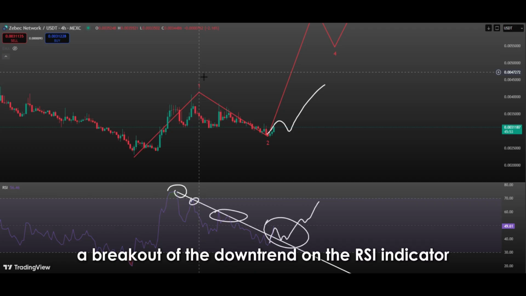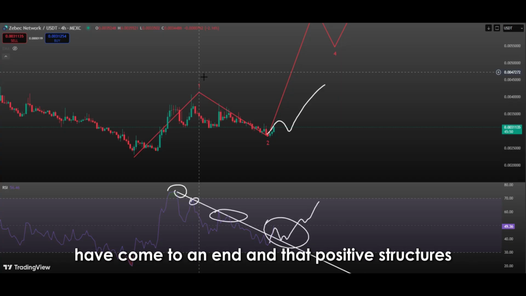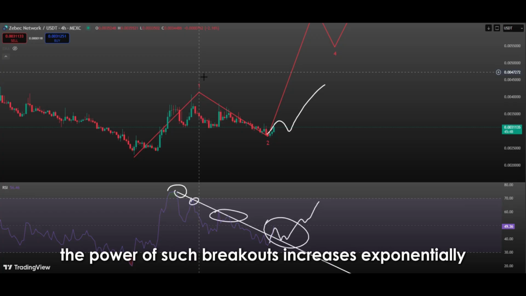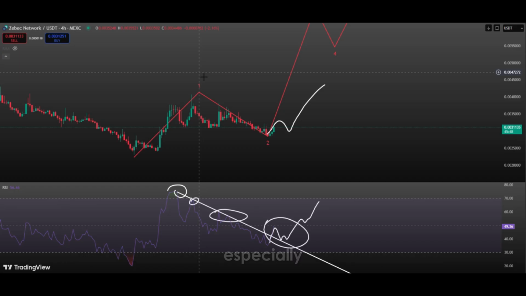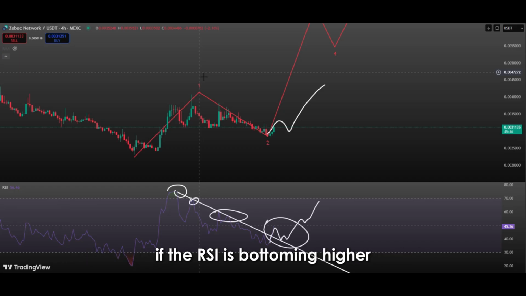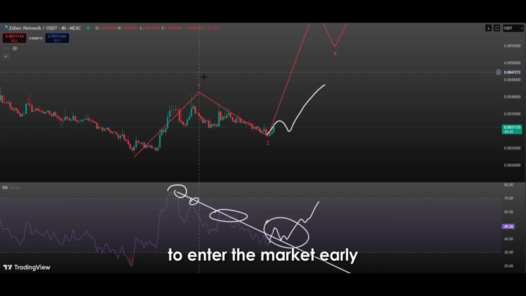A breakout of the downtrend on the RSI indicator also indicates that the previous negative divergences in the market have come to an end and that positive structures may now come to the forefront. The power of such breakouts increases exponentially, especially if they are combined with positive divergences. If the RSI is bottoming higher while the price is bottoming lower, this kind of structure creates an opportunity for smart traders to enter the market early.